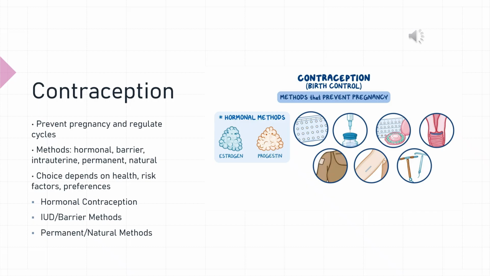For your barrier methods, these will be things like your female or male condoms, spermicides, or a diaphragm or cervical cap. These help actually physically block the sperm in the ejaculate from reaching the egg during ovulation. These are also the ways that we can help prevent and protect against STIs with those male-female condoms.